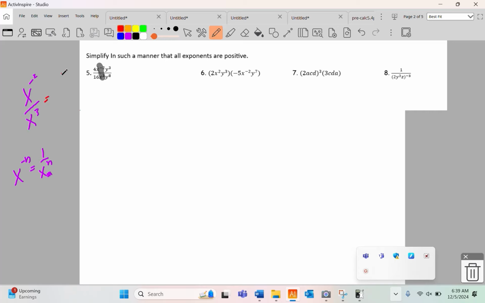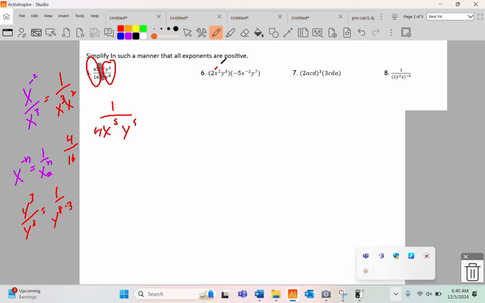And let's make this 1 over x cubed x squared, which is obviously x to the 5th because 3 plus 2 is 5. And here we have y cubed over y to the 8. Well, we subtract exponents and we divide, so that also ends up y to the 5th. Now, your numbers here are 4 and 16. That's 1 over 4. That's not too hard. I don't think it is. Now, I do a little multiplication here.